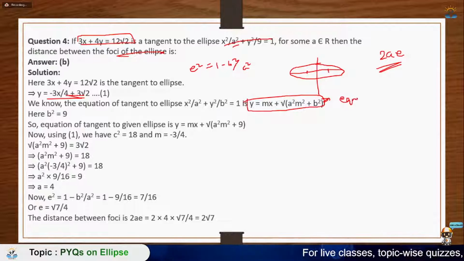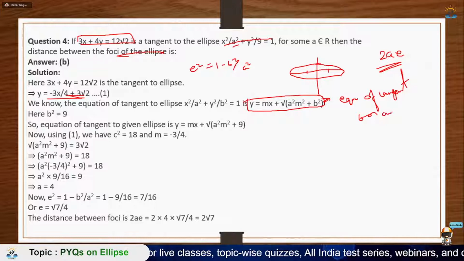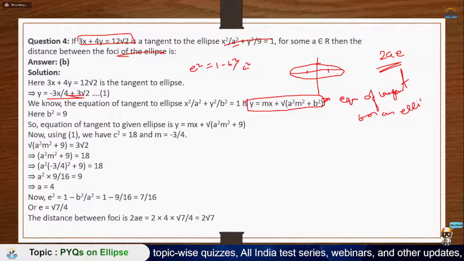दिस इज द इक्वेशन ऑफ टेंजेंट फॉर इन इलिप्स. ठीक है, तो अब बस मेरे को इलिप्स की टेंजेंट की इक्वेशन दी गई है, मैं यहाँ से कंपेयर कर लूंगा, और कंपेयर करके मेरे को मेरा फाइनल आंसर मिल जाएगा. यहाँ से मैं देख सकता हूँ कि m तो हो जाएगा -3/4, एंड रूट ऑफ ए स्क्वायर एम स्क्वायर प्लस बी स्क्वायर की वैल्यू हो जाएगी √2. तो वहां से मेरे को बी स्क्वायर मिल जाएगा.